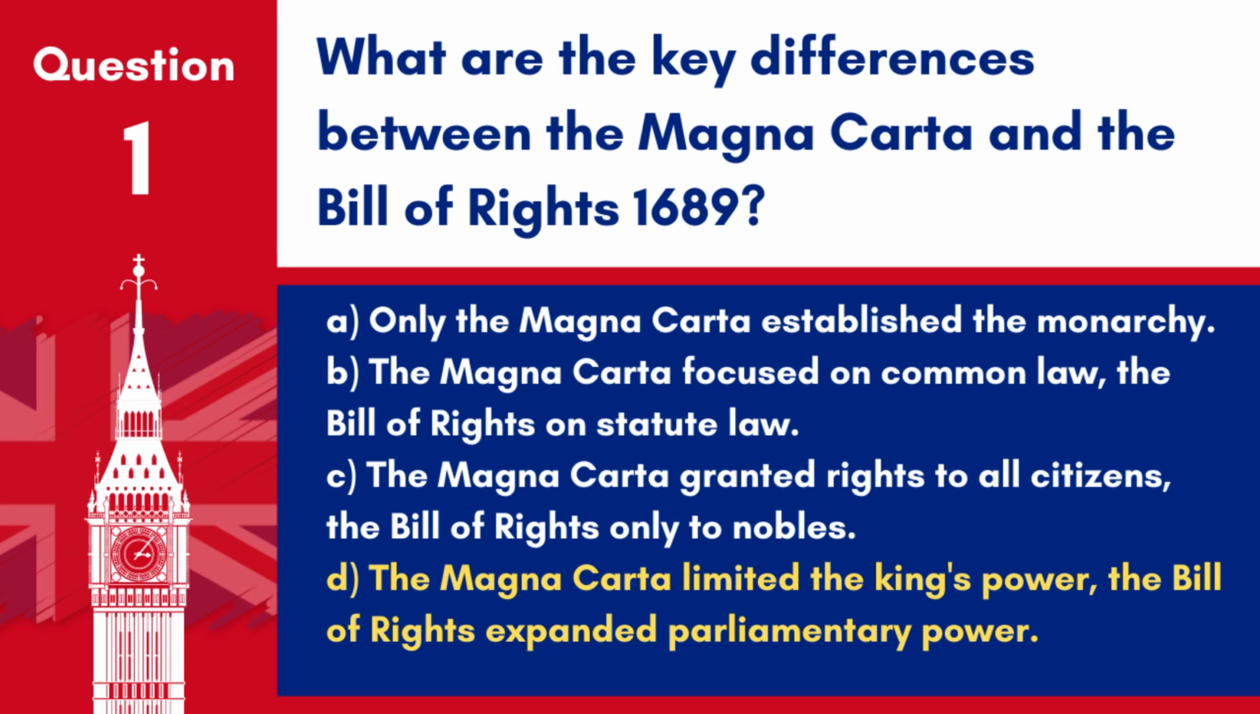Answer: D. The Magna Carta limited the king's power, the Bill of Rights expanded parliamentary power. The Magna Carta was primarily about limiting the power of the king, whereas the Bill of Rights 1689 expanded the powers of Parliament.